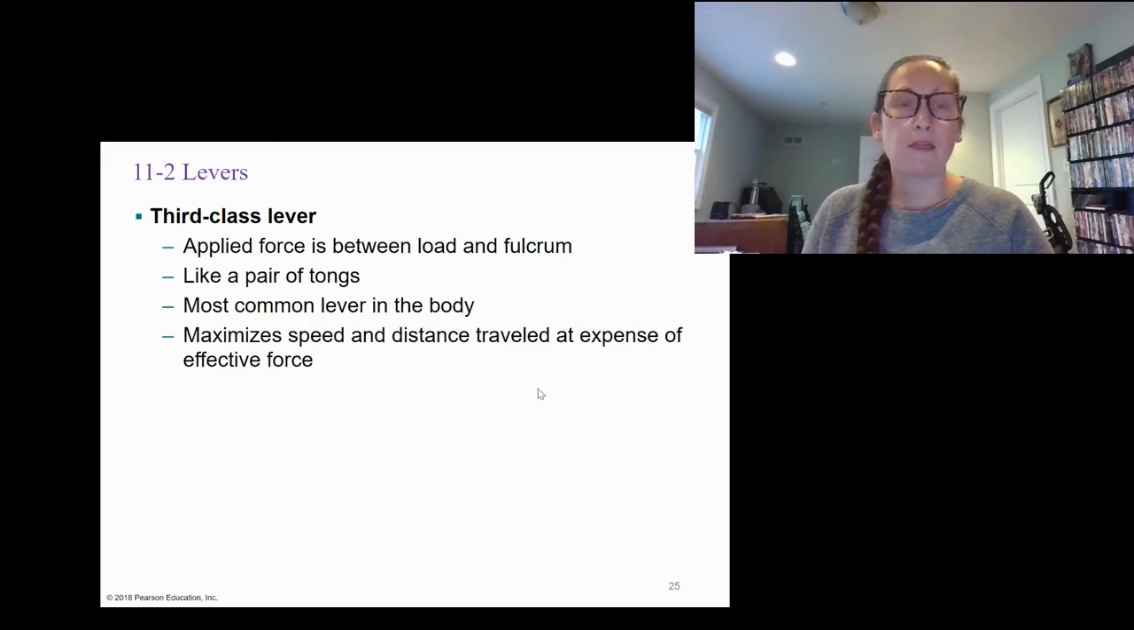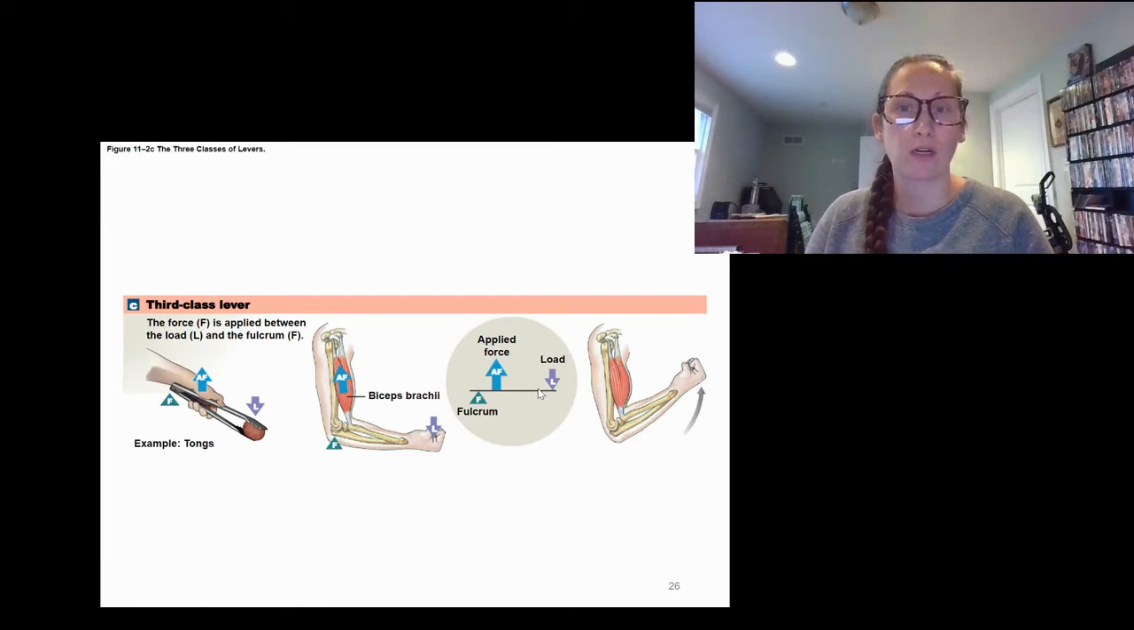But the most common type of lever that our muscles form in our body is a third class lever, all right? The reason is that third class levers tend to maximize speed and the distance traveled for that force at the expense of an effective force. In other words, it gets the job done quicker, and a lot of the stuff that we need to do does that. That's why muscles are going to fatigue eventually, because most of them are built in a third class lever format. So how does that look?